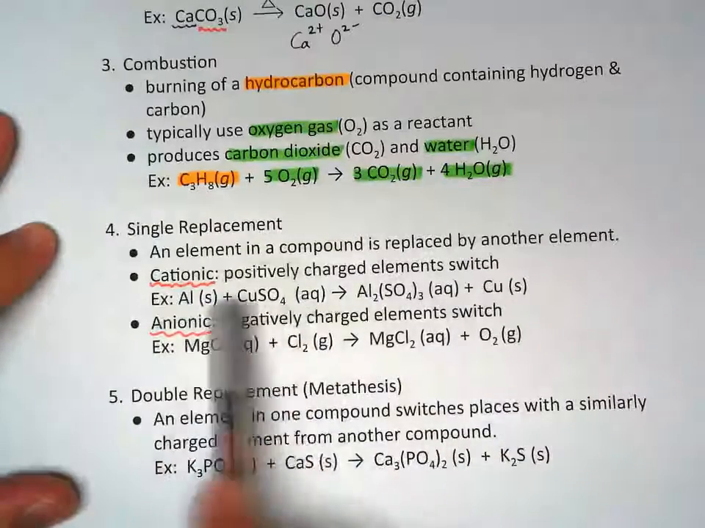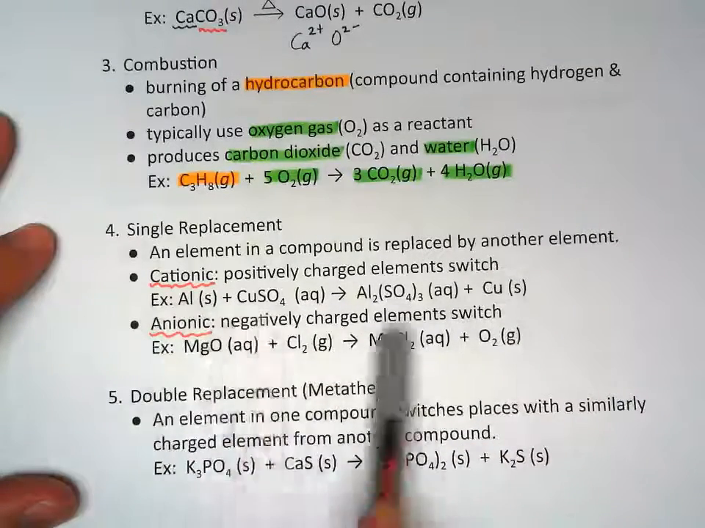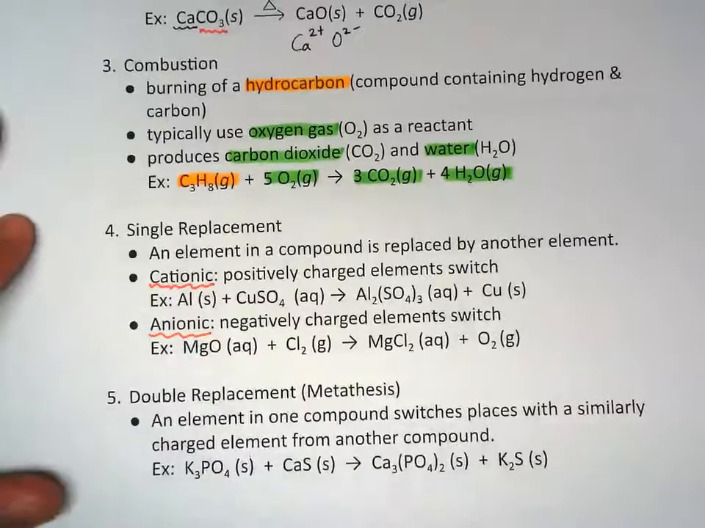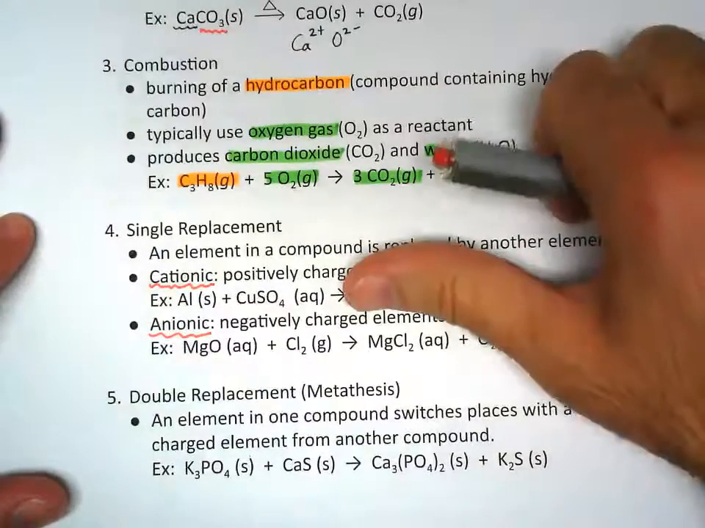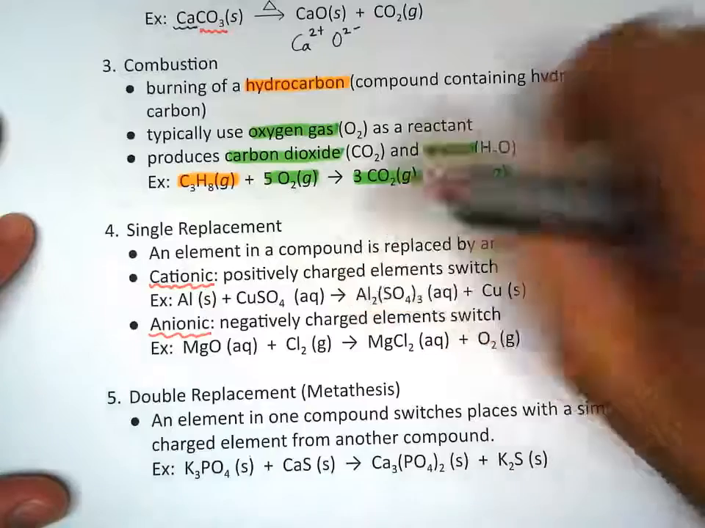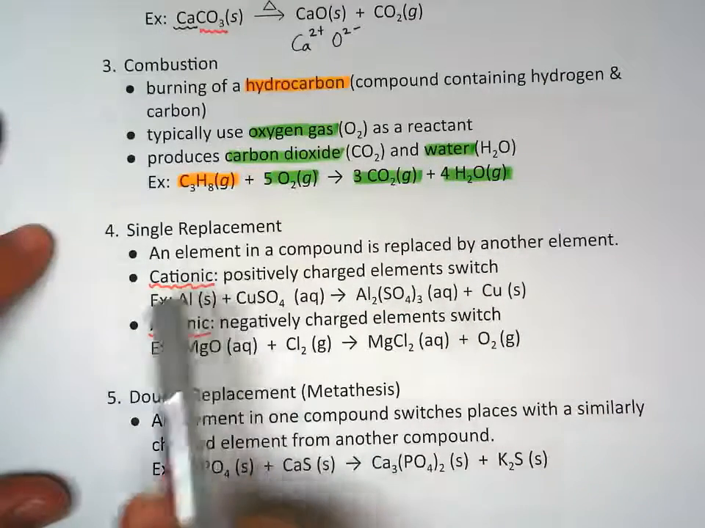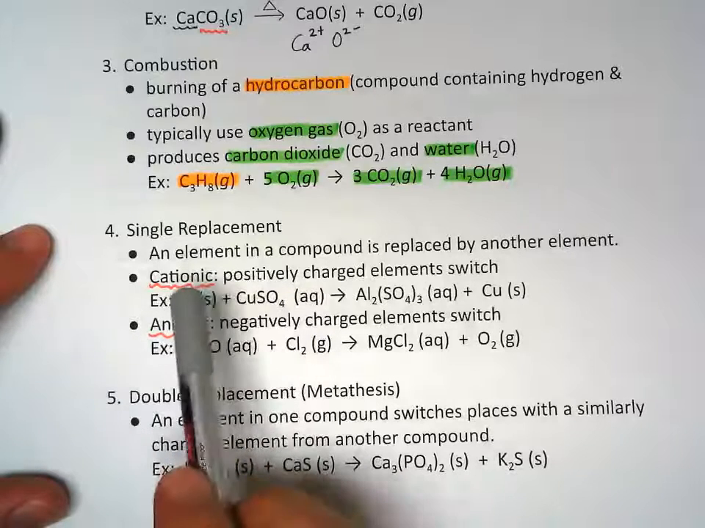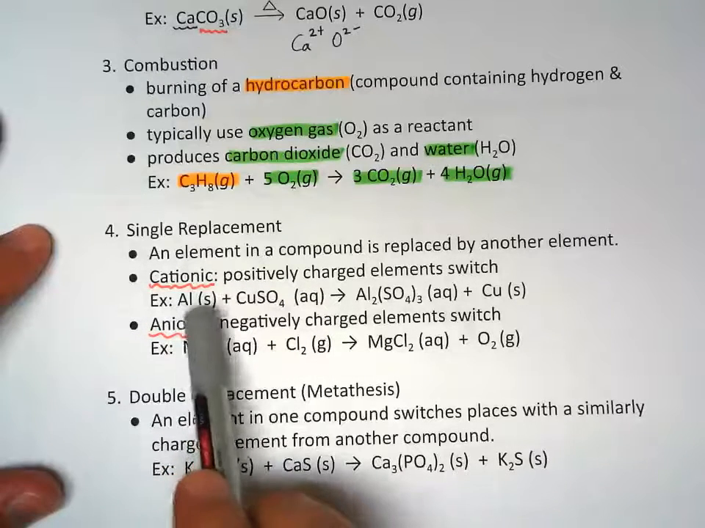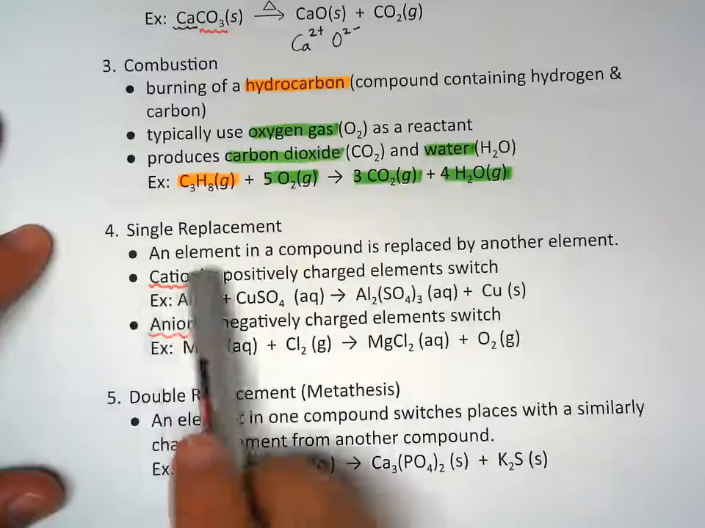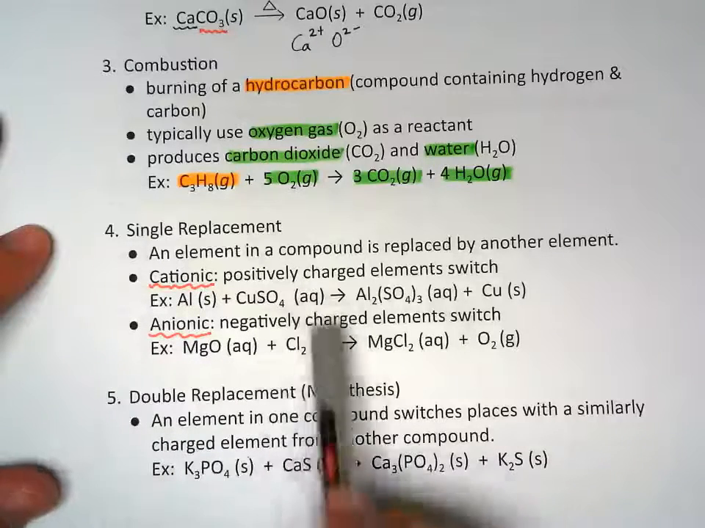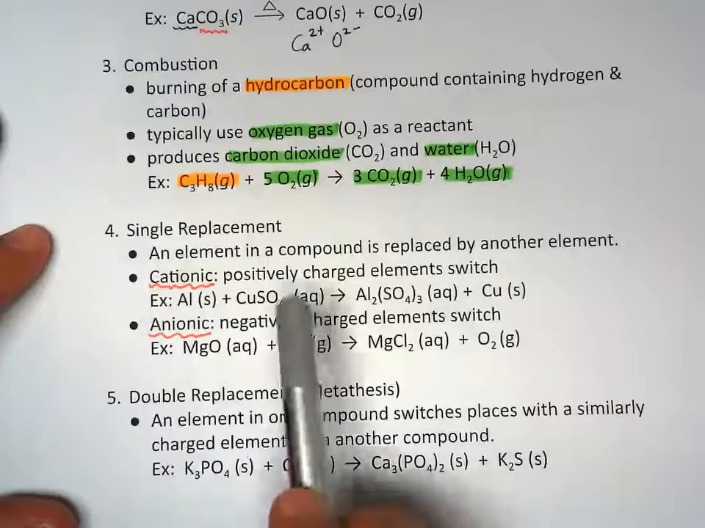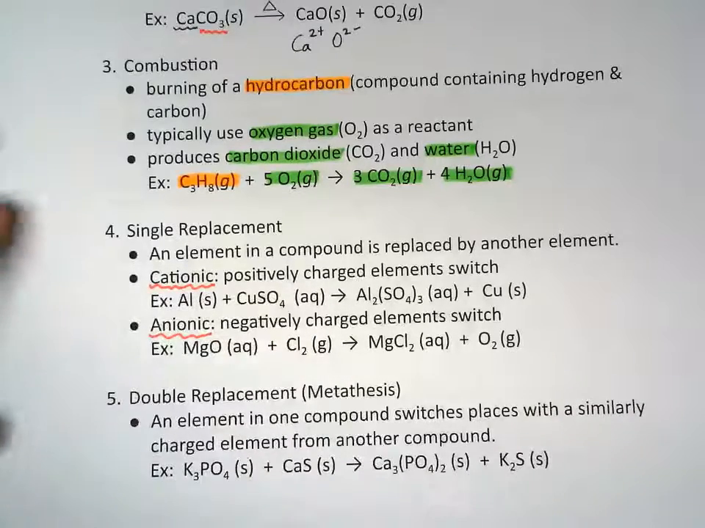Cationic is where the positively charged elements switch. Anionic is where the negatively charged elements switch. How do you know which type it is if you're only given reactants? Okay, that's when you look at the single element. If the single element is a positive charge or positive oxidation state, then it's a cationic single replacement. If the single element, like in this one, the chlorine, is negative, then you have an anionic single replacement. Okay.